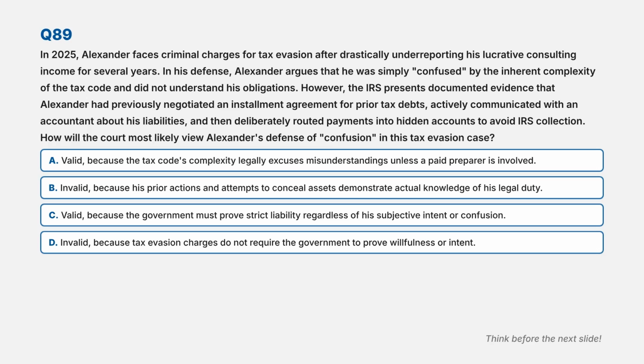A. Valid, because the tax code's complexity legally excuses misunderstandings unless a paid preparer is involved. B. Invalid, because his prior actions and attempts to conceal assets demonstrate actual knowledge of his legal duty. C. Valid, because the government must prove strict liability regardless of his subjective intent or confusion. D. Invalid, because tax evasion charges do not require the government to prove willfulness or intent.